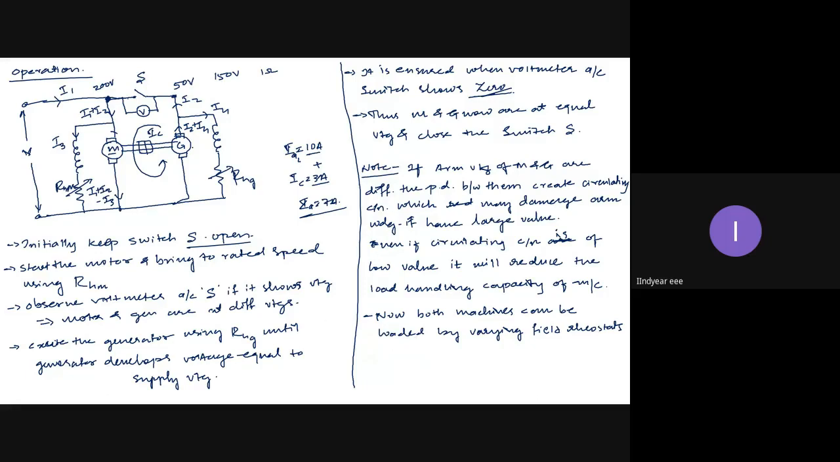Now we'll see how the motor and generator are loaded. The rest is your fate, whether you want to understand or leave it. I have not taken charge of your understanding of the entire electrical concepts.